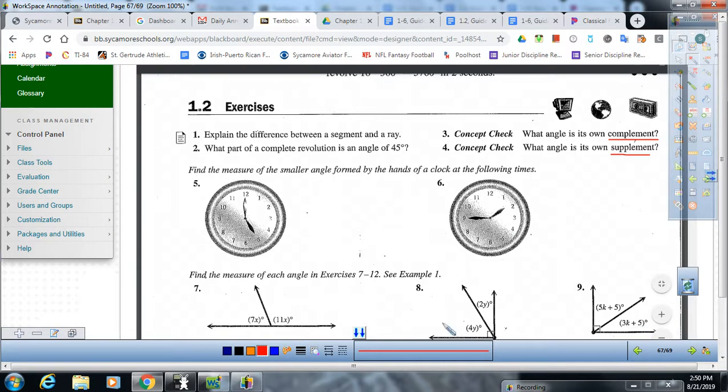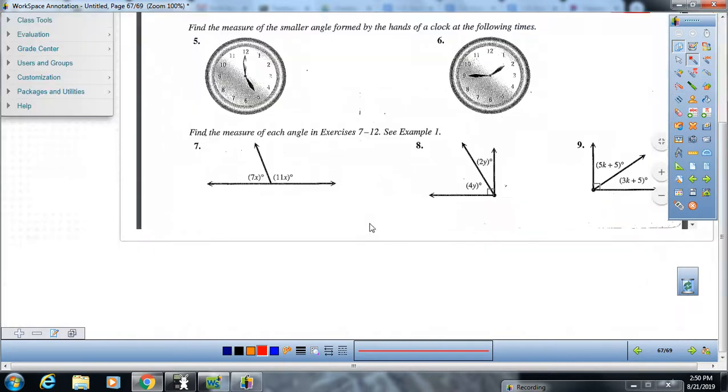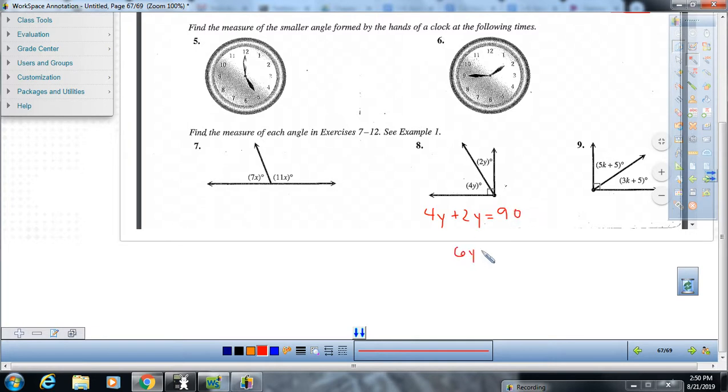When they give you these questions, find the measure of each angle, they're asking you to set up an equation and solve. So if you had to do number 8, these two add up to 90 degrees, right? Because that's a right angle right there. So your equation would be 4y plus 2y equals 90 degrees. Then you get 6y equals 90. Divide by 6, and you get y equals 15. Then you have to plug y back into those to actually get the angle measures.